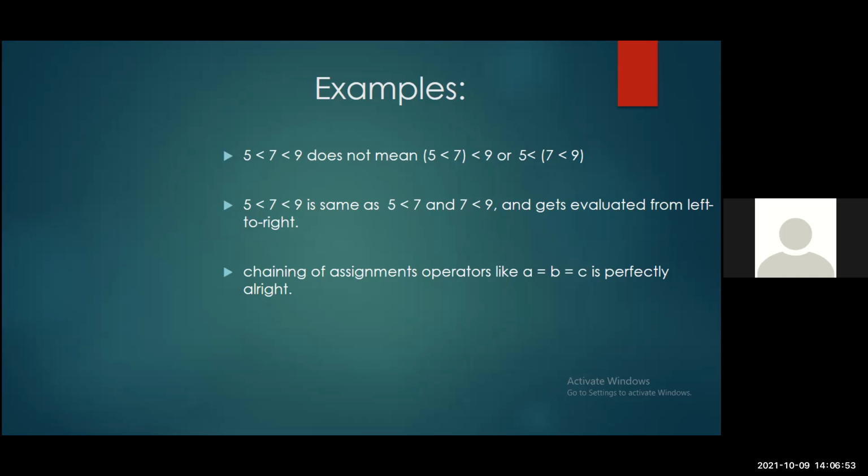So 5 is less than 7 stands for itself, and then 7 is less than 9 is independent. It doesn't mean the last two are compared with the 5. The same applies here: 5 is less than 7 and 7 is less than 9, and they get evaluated from left to right. But the concept of less than is just logic, and it doesn't have any associativity whereby one should come first and then the other.